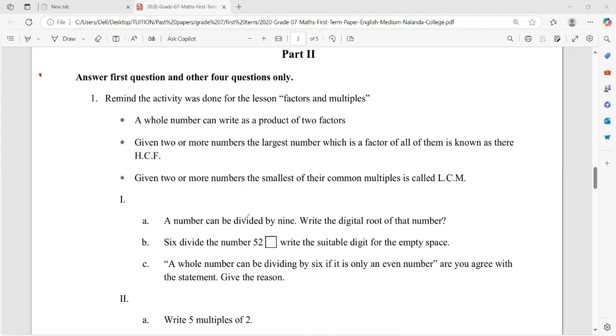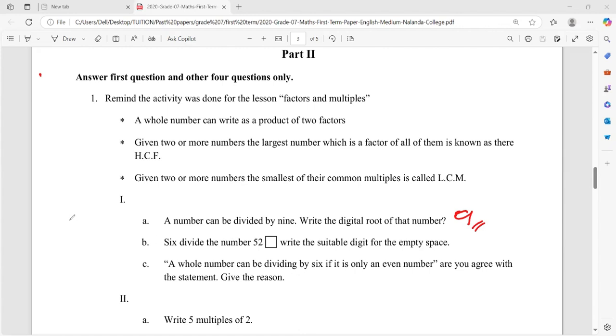If a number can be divided by 9, write the digital root of that number. If a number can be divided by 9, its digital root is 9. Six divides this number; write the suitable digit for this empty space.